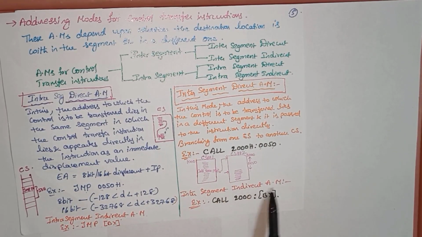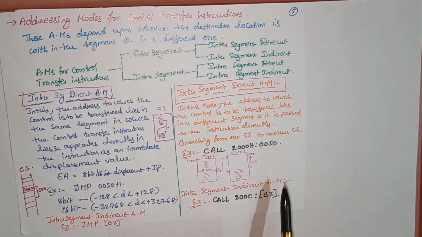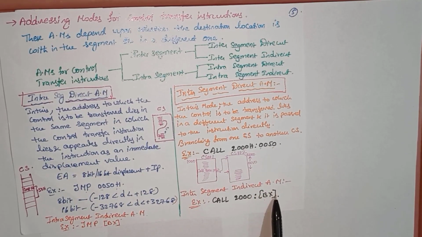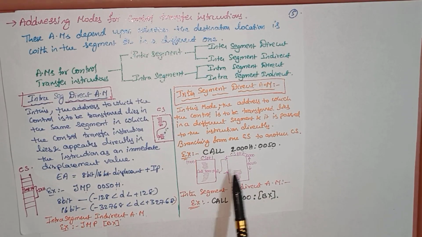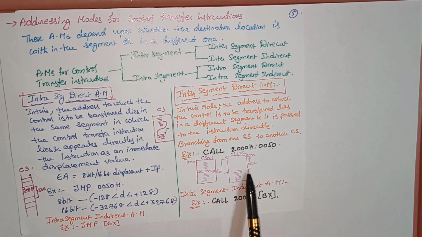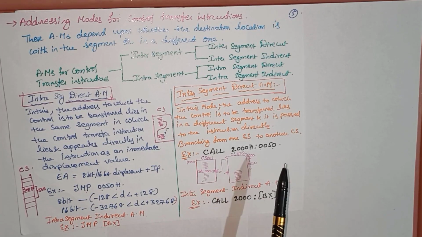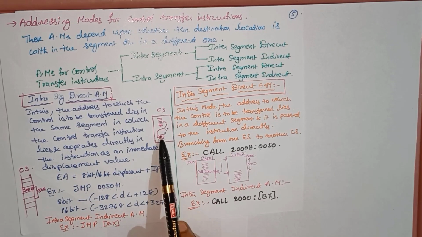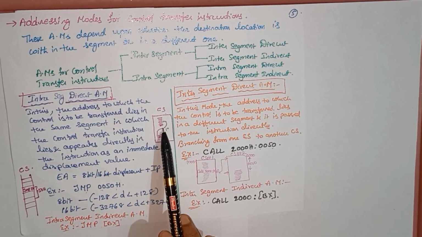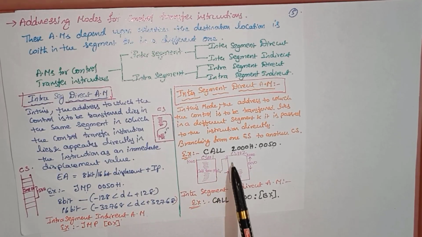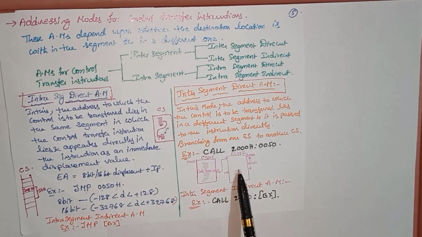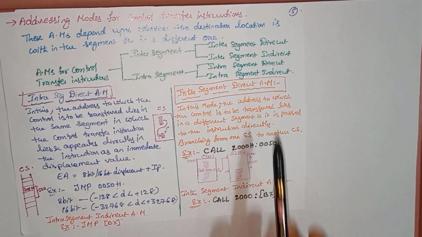In case of intersegment indirect addressing mode, call 2000 [BX]. If you use brackets, BX contains 0050, so this offset address is mentioned in an indirect way. That's why this is known as indirect addressing mode. The next instruction address must be mentioned here, and that instruction must be in a different segment. That's why this is known as intersegment direct and indirect addressing mode. In intrasegment, the next instruction is available in the same segment. Here the next instruction is available in a different segment, that's intersegment direct or indirect addressing mode.